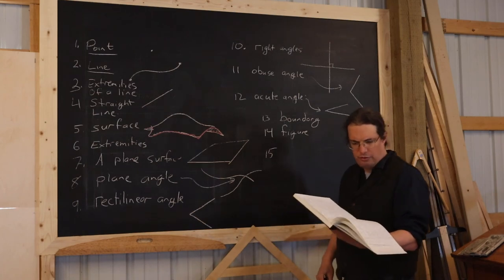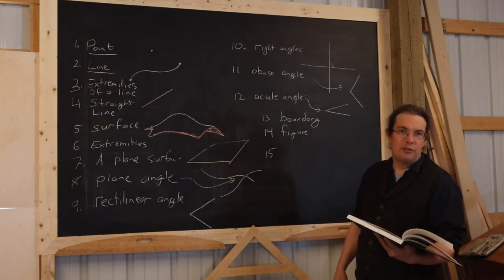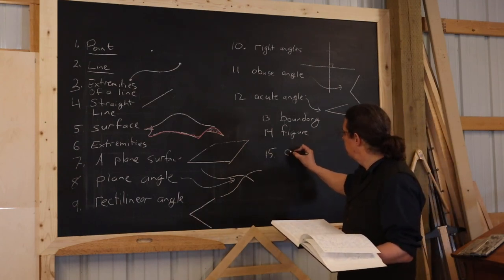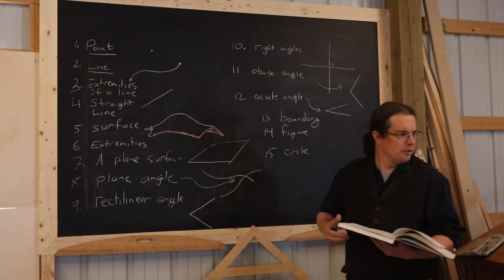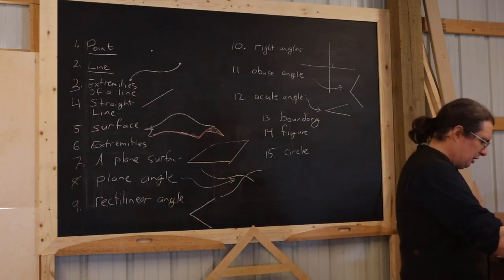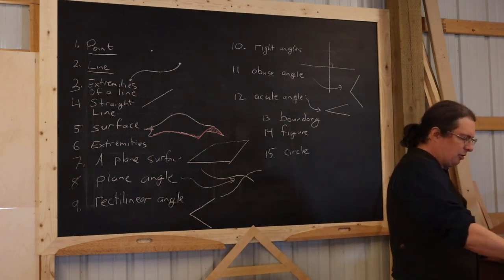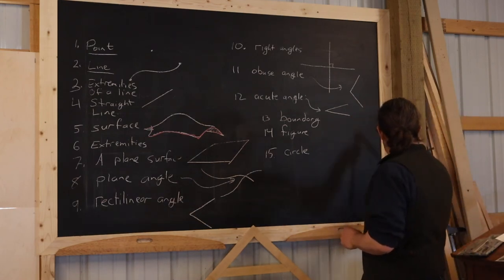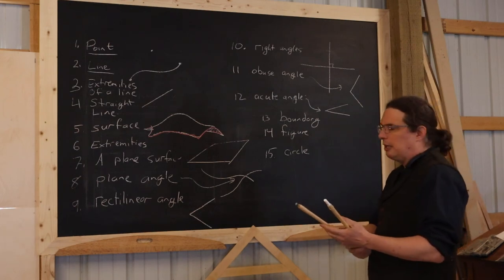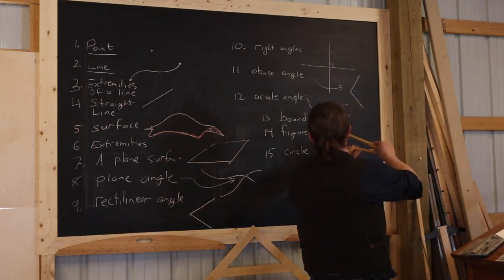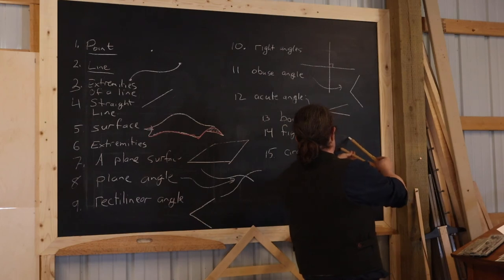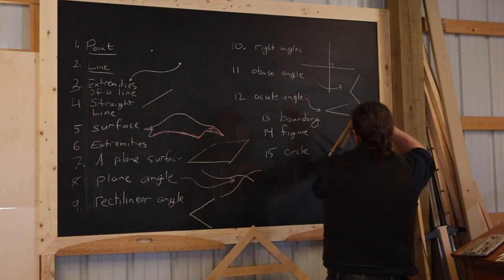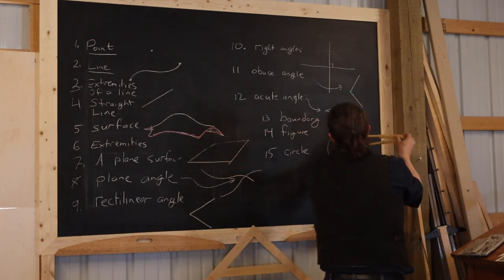The next few of these definitions have to do with circles. Now, if you saw my first welcome video, I briefly got out this tool, my compass. The compass is how we draw circles in Euclidean geometry. We'll see why in just a minute.